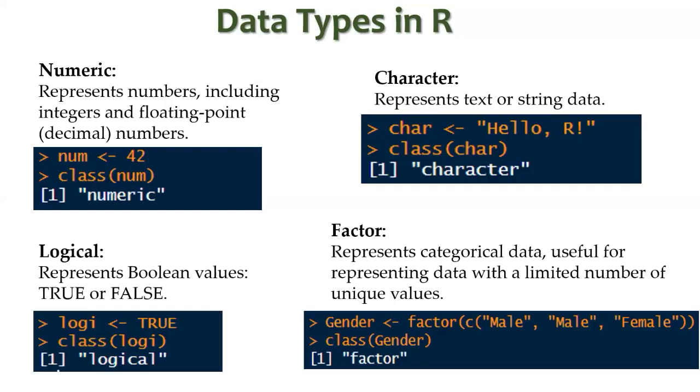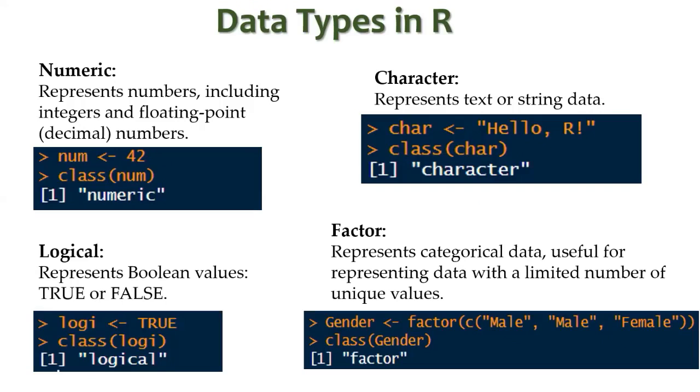You see that I have created a variable num, and then I have assigned the number 42 to the variable num. Now, when I want to see the data type of any data that I have stored in my variable, I use the class function. The class function will give me the name of the data type. So when I call class on num, you see that the output is numeric because 42 is a number.